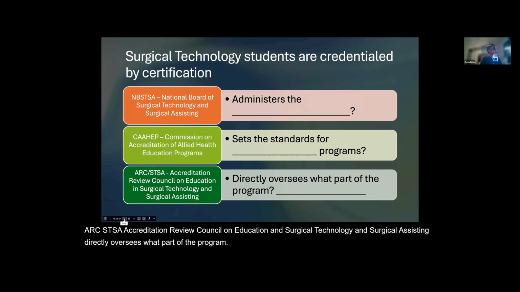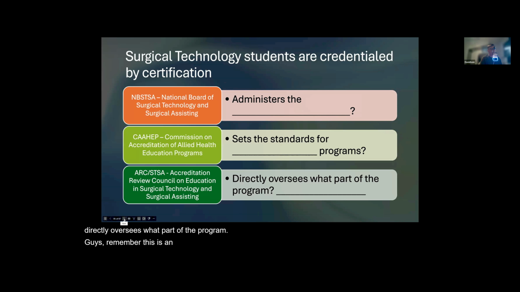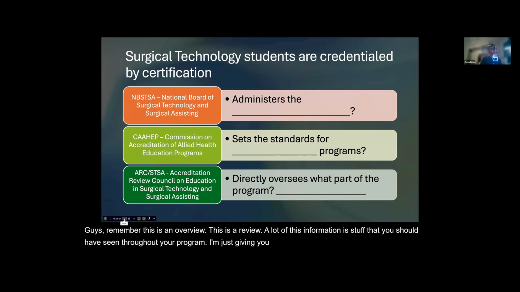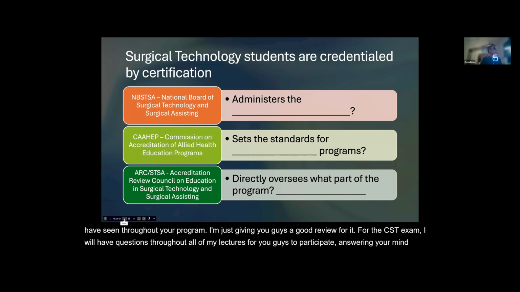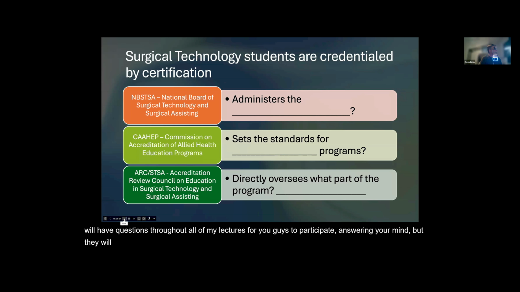Guys, remember this is an overview. This is a review. A lot of this information is stuff that you should have seen throughout your program. I'm just giving you guys a good review for the CST exam. I will have questions throughout all of my lectures for you guys to participate, answer in your mind, but they will be there for sure.